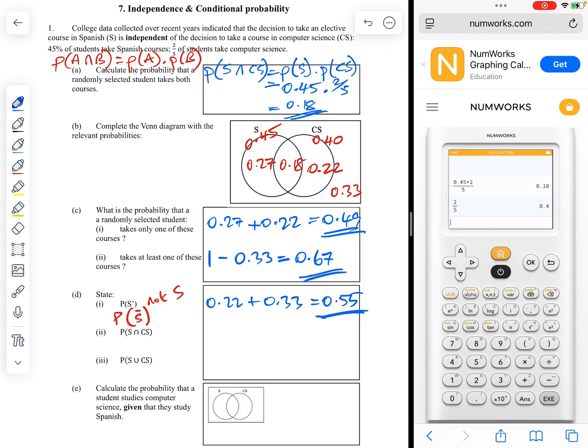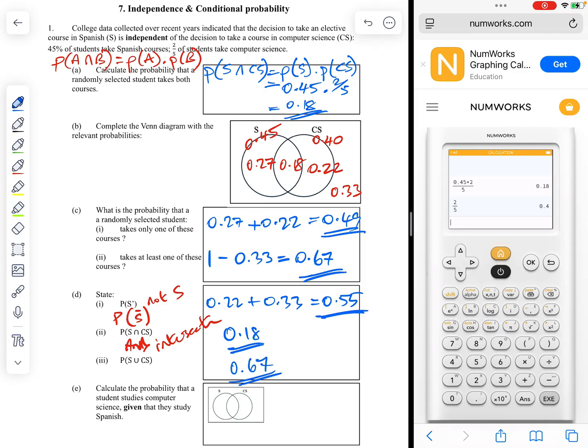D2, what's the probability of Spanish intersection computer science? That is and. It is intersection. We have that in part A, that is 0.18. 3. Probability of Spanish or computer science. That means one or the other or both. That's those three, same as C part 2, so we can write down straight away 0.67.